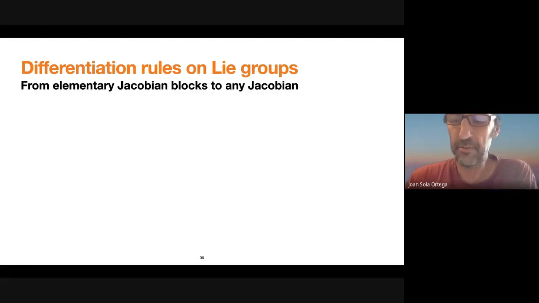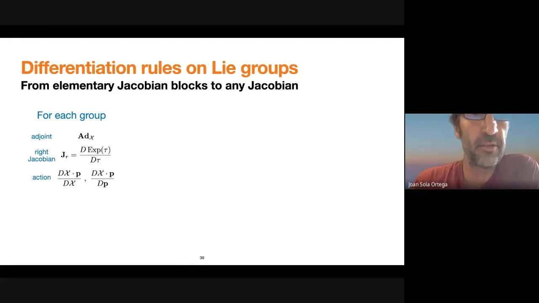All right, differentiation rules. We have defined the differentiation, and it's good to know that for each group we can define a number of blocks that are fixed for that group. For example, the adjoint. We know a formula for the adjoint. We can define the derivative of the exponential, which we call right Jacobian, and the derivatives of the action. Okay, these need to be defined for each individual group.